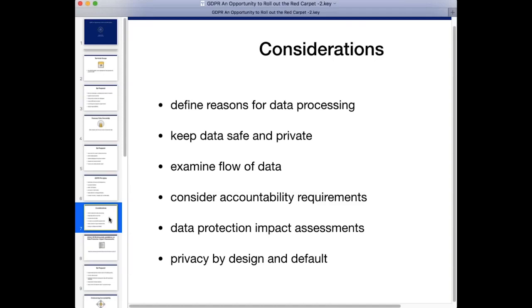And last, but perhaps not least, we must consider privacy by design and default. For every project that deals with personal data, this is something that you want to consider right up front. So just before we move on, here is a link to the Article 29 Working Party document on data protection impact assessments.